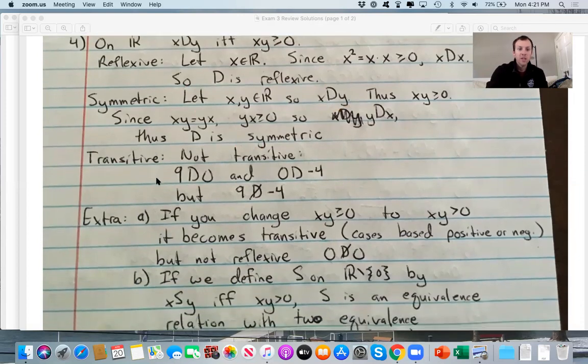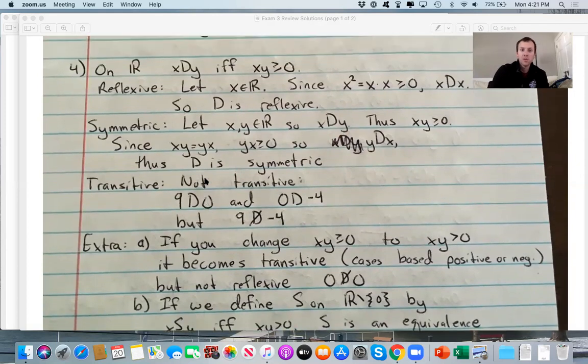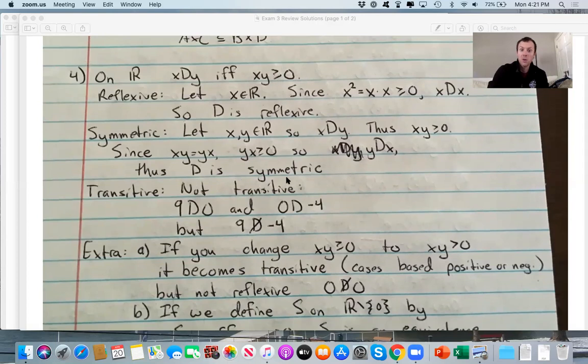If you want to check if it's transitive, it turns out that it's not. 9 times 0 is 0, which is greater than or equal to 0, and 0 times -4 is 0, that's greater than or equal to 0. But 9 times -4 is -36, that's not greater than or equal to 0. So this is what being transitive explicitly does not let happen.